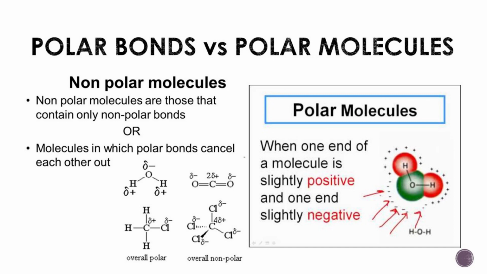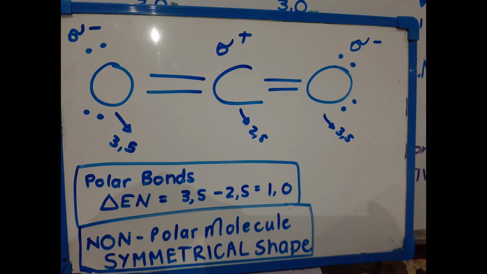For example, here, if we look at carbon dioxide and we look at water, carbon dioxide, if we draw the Lewis structure, we know it's a linear molecule because there are no lone pair electrons on the central atom. It has polar bonds because the difference in electronegativity between the carbon and the oxygen would be 3.5 minus 2.5, which is equal to 1.0.